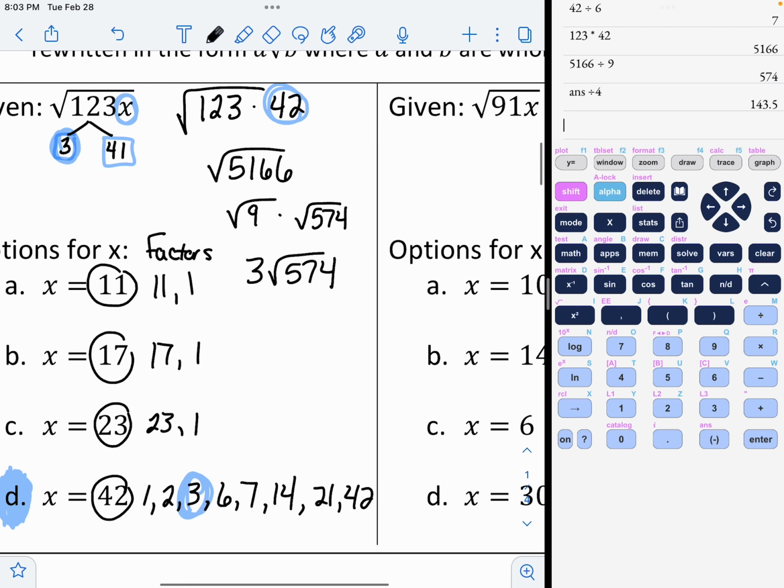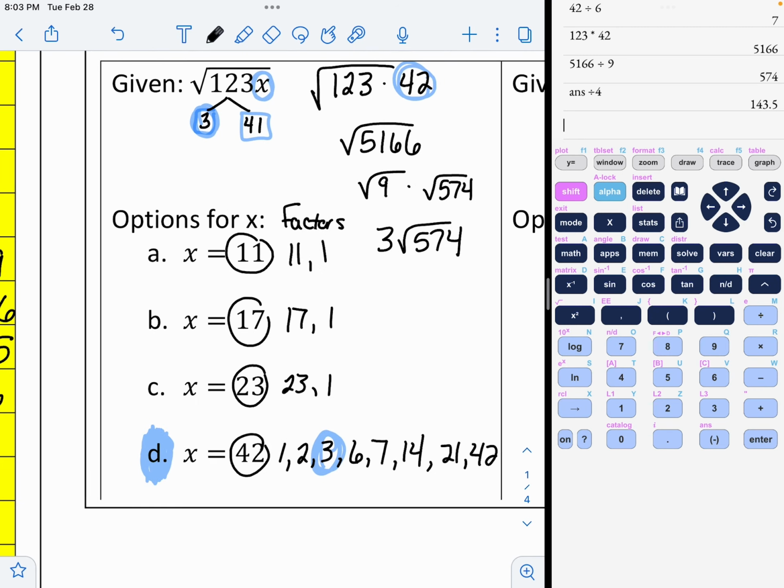So let's just review. How did Mrs. Langelli know that D was the answer? Because when I did my prime factorization of 123, that broke down to a 3 and a 41. Option D was the only one that had a factor that matched one of these factors over here. That factor just so happened to be a 3.